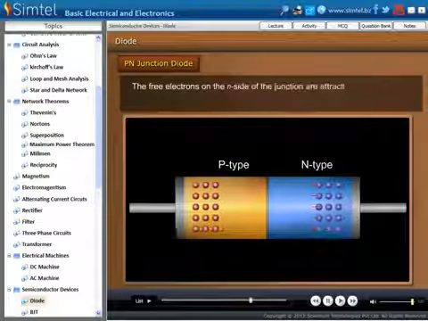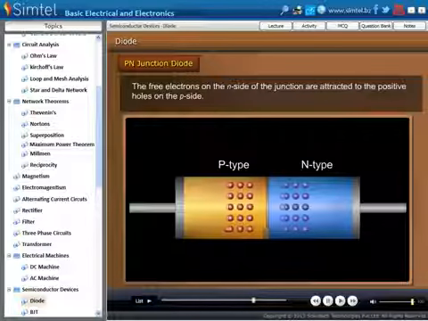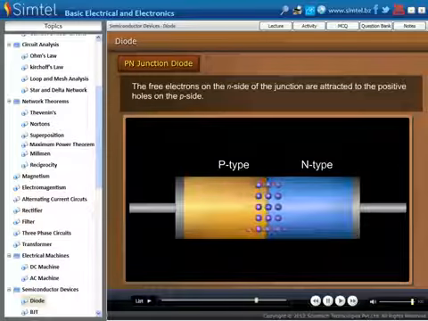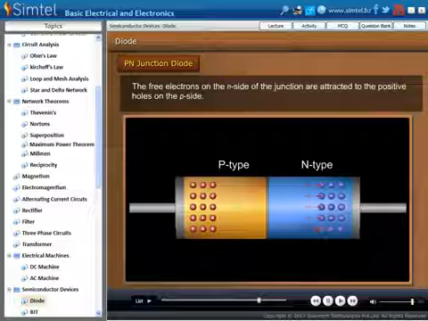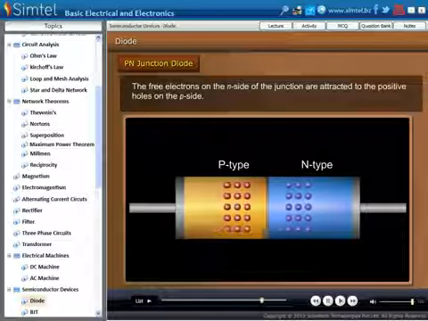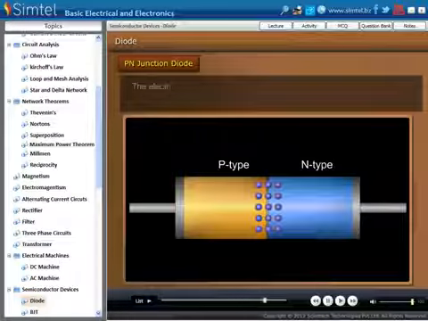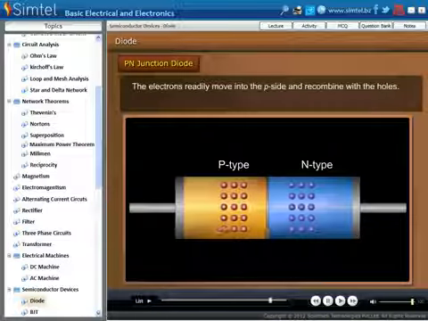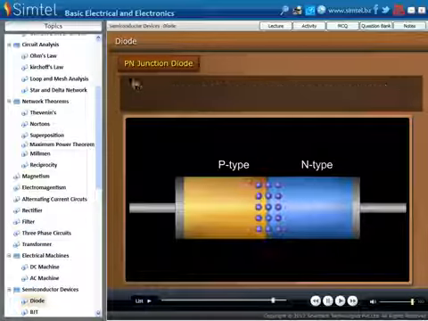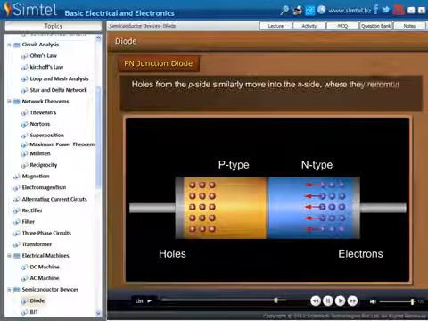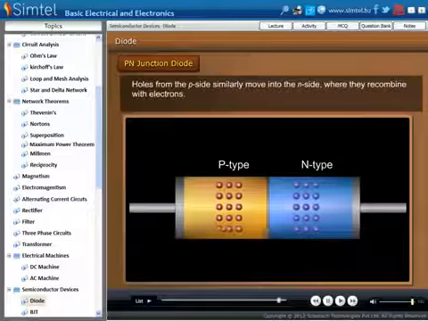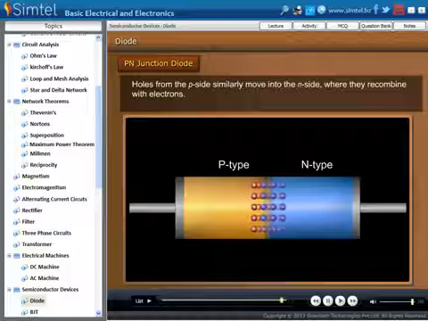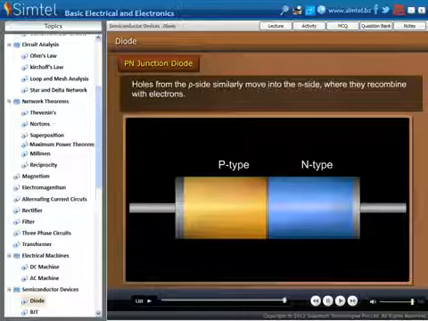As we see in an animation, the free electrons on the n side of the junction are attracted to the positive holes on the p side. The electrons readily move into the p side and recombine with the holes. Holes from the p side similarly move into the n side, where they recombine with electrons.